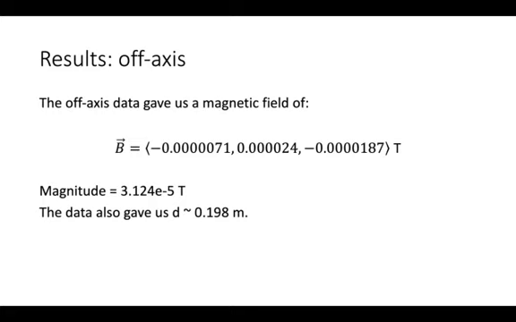Here are our off-axis results. So here's the magnetic field we got off-axis, and the magnitude was 3.124e-5 Tesla, and the data also gave us a d value of around 0.198 meters.